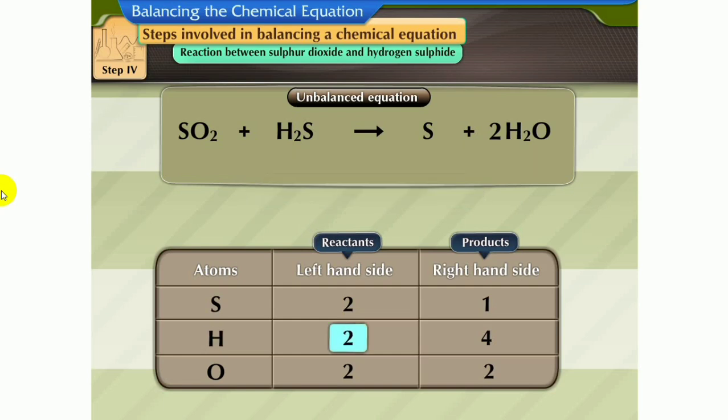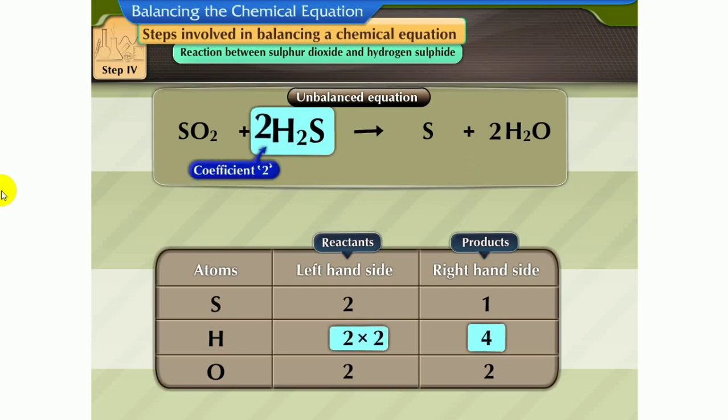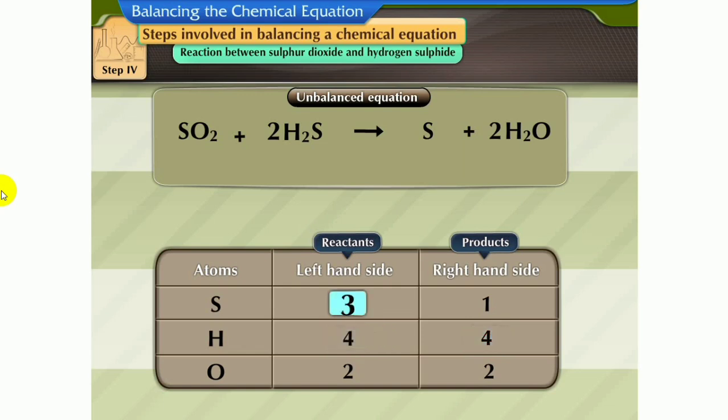There are 2 hydrogen atoms in the reactant side and 4 hydrogen atoms on the product side. The deficient side is therefore H2S. Put the coefficient 2 for H2S molecule in the reactant side to balance the hydrogen atoms. Now, the equation can be represented as SO2 plus 2H2S gives S plus 2H2O. There are 4 hydrogen atoms on either side of the equation. There are 3 atoms of sulfur on the reactant side and 1 on the product side.